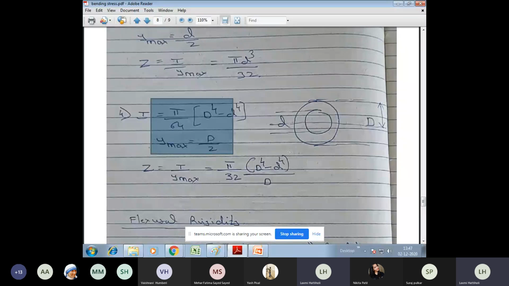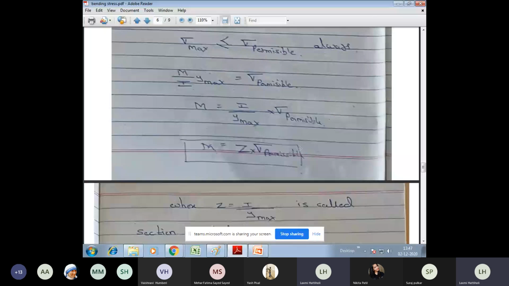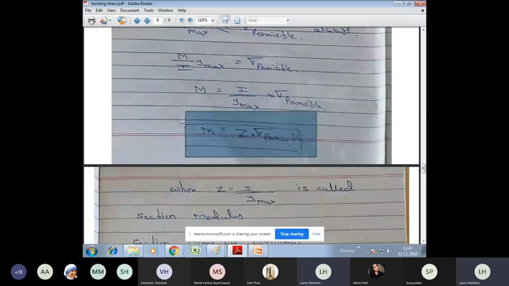So if someone asks you about the strength, you should be in a position to say that the strength of a section is nothing but M dash, the moment of resistance. Strength of a section is nothing but M dash, moment of resistance, which is equal to Z into the bending stress, or the permissible bending stress. So this is the strength of a section. That's the importance of that formula.